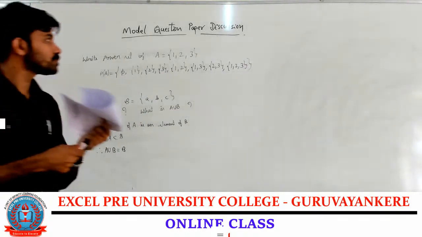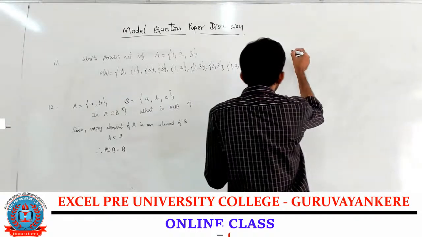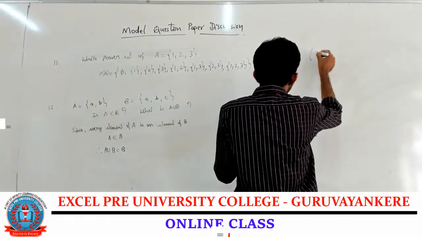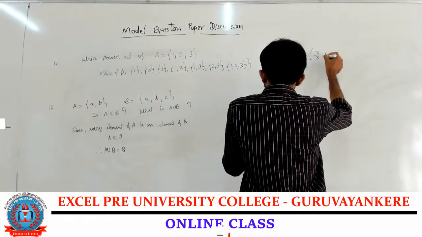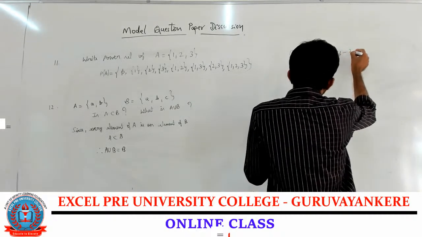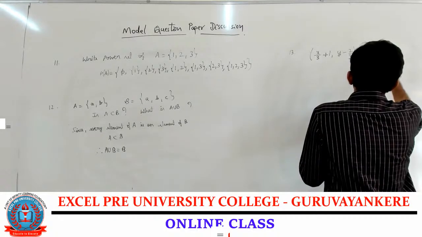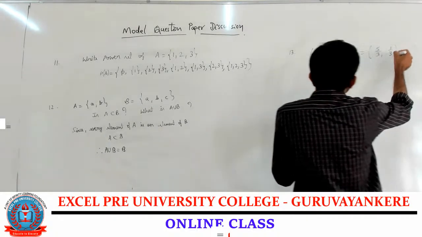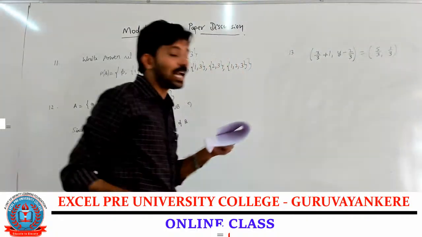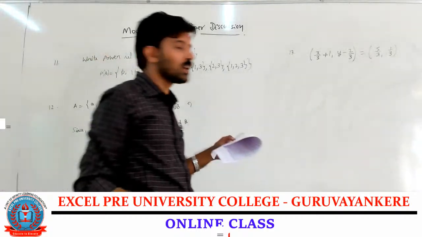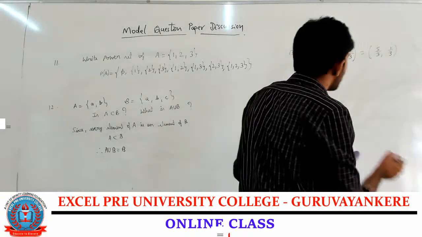Thirteenth one. The ordered pair (x/3 + 1, y - 2/3) is equal to (5/3, 1/3). Find the values of x and y.